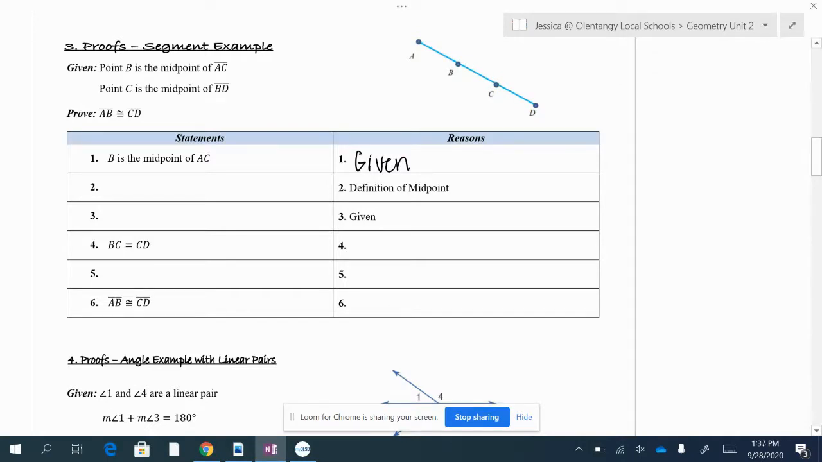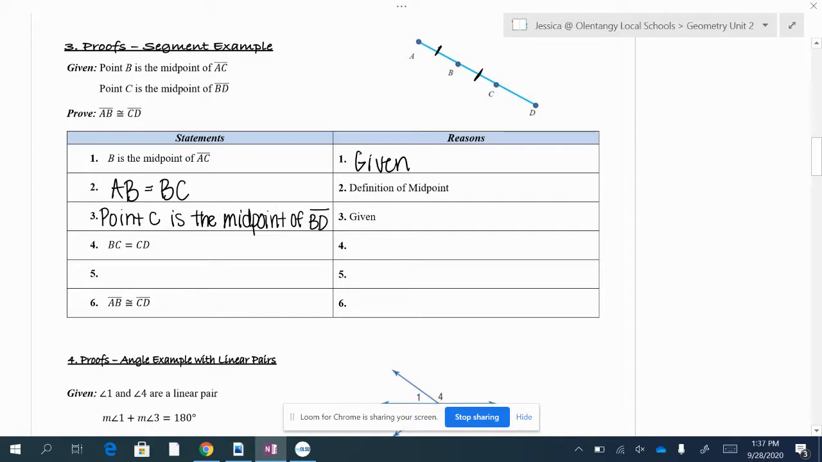And then the next line, the reason says definition of midpoint. So they're trying to tell us to go in the direction of saying that if B is a midpoint of AC, then AB is congruent to BC. So now I'm going to go ahead and say that AB equals BC. Next line says given, so I'm guessing I'm rewriting that point C is the midpoint of segment BD.